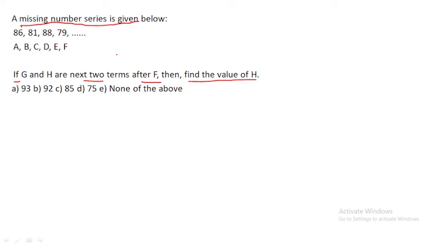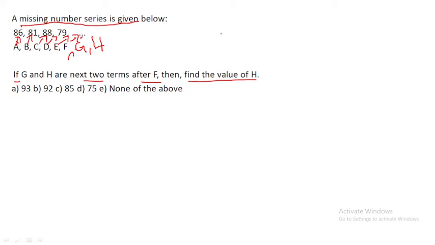So what are they saying? These alphabets are completely related to the numbers of the given series. The value of A is 86, the value of B is 81, the value of C is 88, the value of D is 79, and the E and F values we have to calculate, that is not given. And after that, what extra data have they added? If G and H are the next two terms after F, then find the value of H, right? So after E and F, G and H are the next two terms.